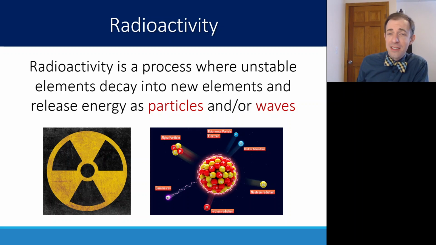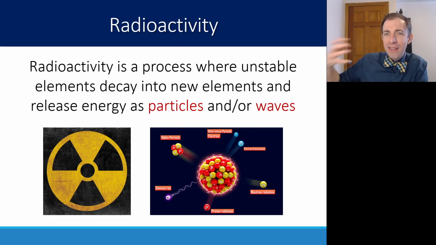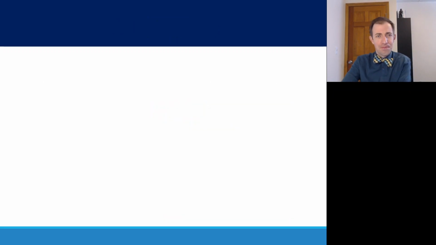So, radioactivity is this process where these unstable nuclei, these unstable elements, decay into new elements, and in the process, they release particles and/or waves. Basically, just lots of energy, sometimes spitting out protons and neutrons, sometimes transforming a proton into a neutron or vice versa, and sometimes just emitting energy in the form of gamma radiation. So we're going to look at all these different forms of decay, what they mean, and how we can use them to predict what's going to happen to these atoms.